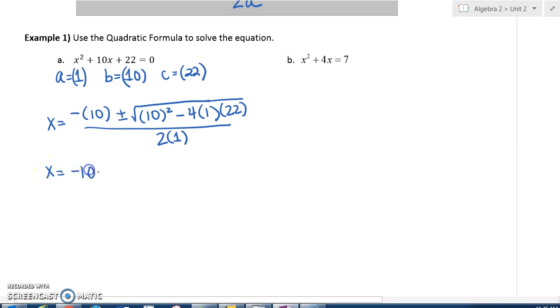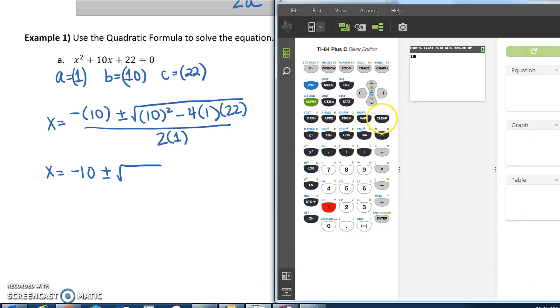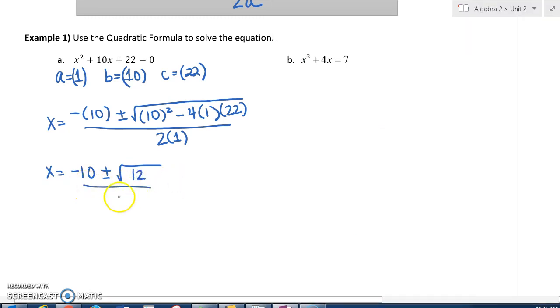Negative 1 times 10 is negative 10, plus or minus. Now I do type in what's inside the square root into the calculator all at once. I like to do it as I see it. So open parentheses first, 10 squared, minus 4, open parentheses, 1, close, and then 22 in parentheses as well. So then I press enter, and I know that 12 is what's inside, divided by 2.